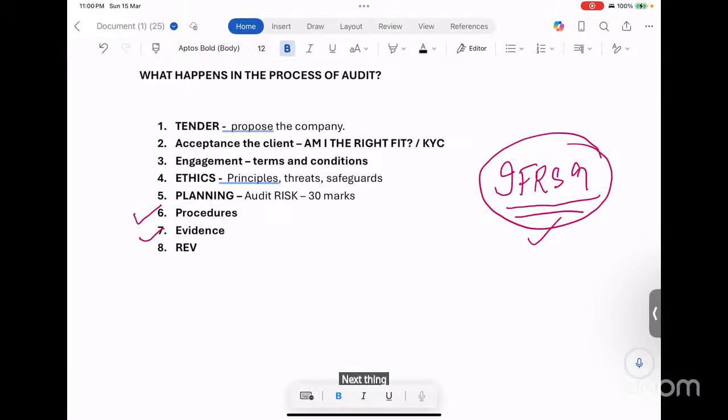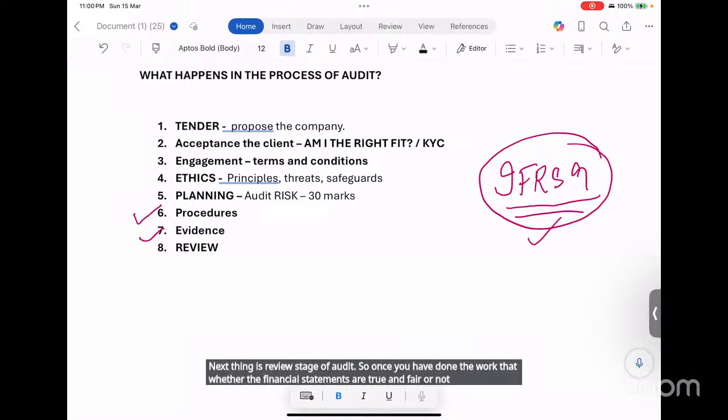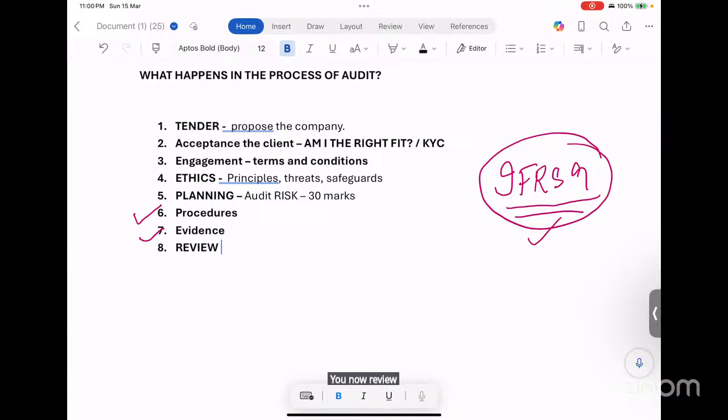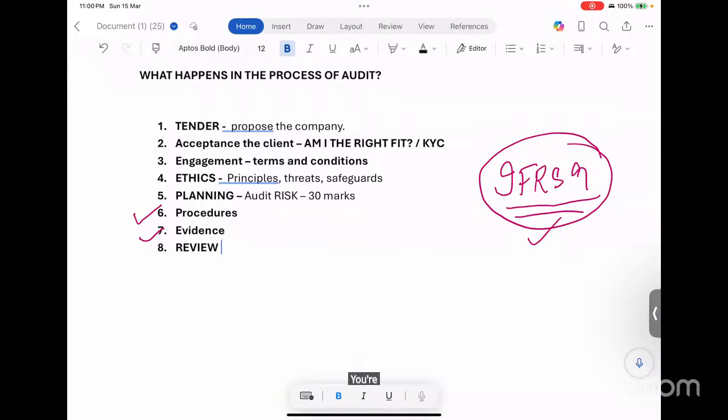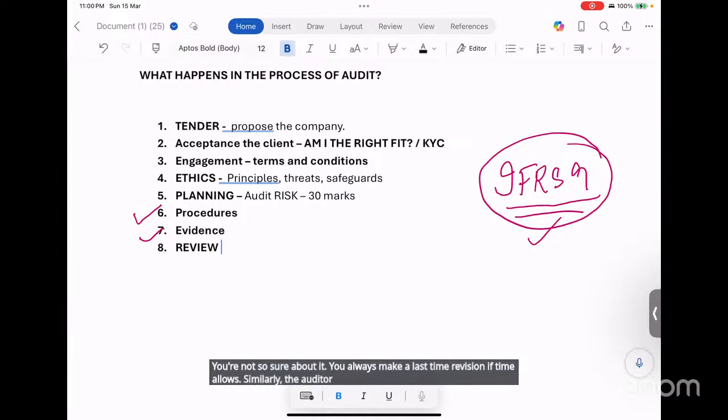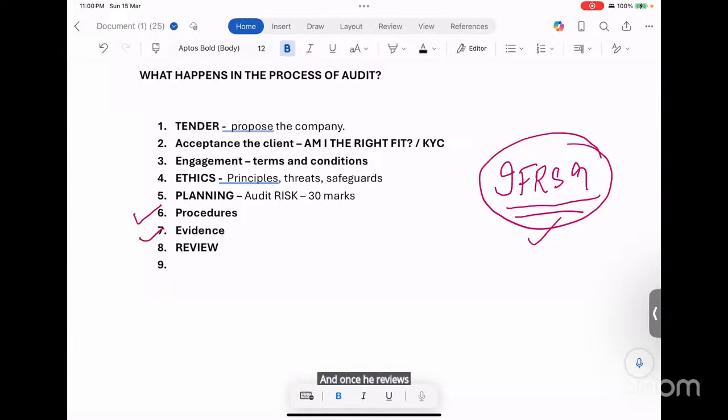Now, once the evidence is collected, the next thing is the review stage of audit. So once you have done the work on whether the financial statements are true and fair or not, you have worked on material misstatements, you've tried to figure out which are the material misstatements, and you've done certain procedures on them, collected evidence that is sufficient and appropriate, you now review your own work. Maybe something is still left. It's just like you have completed the paper and then you revise your paper. You're not so sure about it. You always make a last revision if time allows. Similarly, the auditor reviews his work. And once he reviews his work, then he finally prepares the audit report.